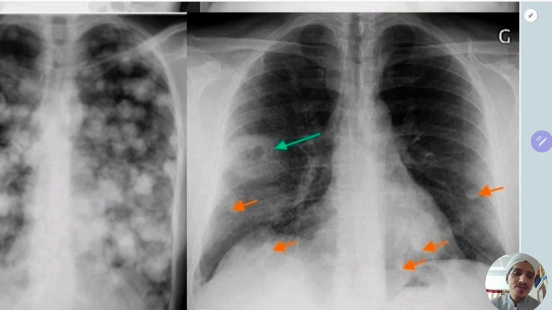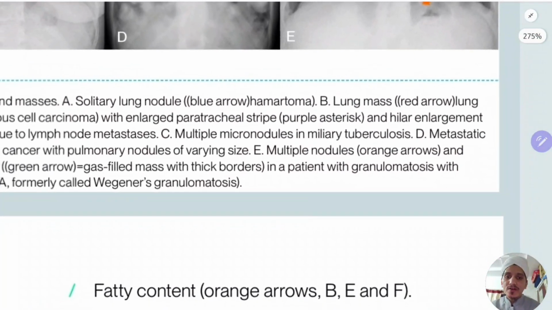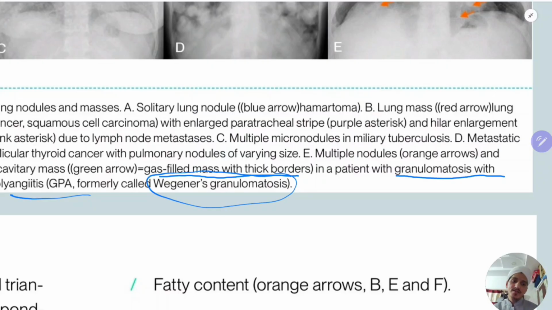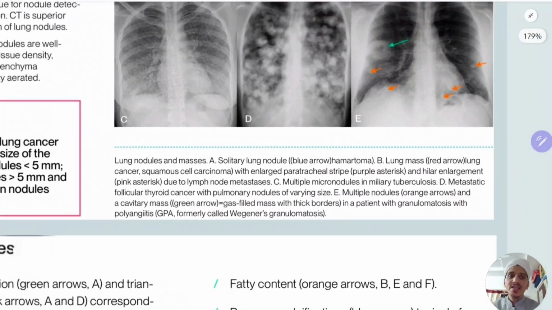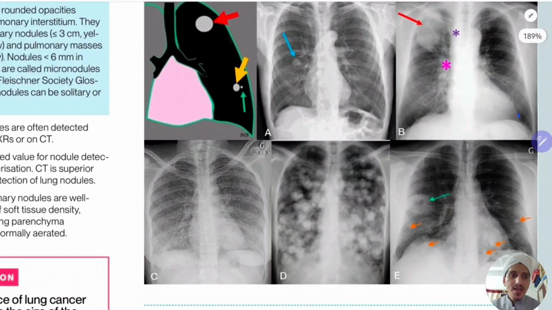A perfect diagnosis you can make only if you send the patient for a CT scan. So E: multiple nodules and cavitary mass. Yes, the cavity is there, a gas-filled mass with thick borders. This is a patient with granulomatosis with polyangiitis, formerly known as Wegener's granulomatosis, a type of vasculitis. These are the chest X-rays you need to copy-paste into your mind.